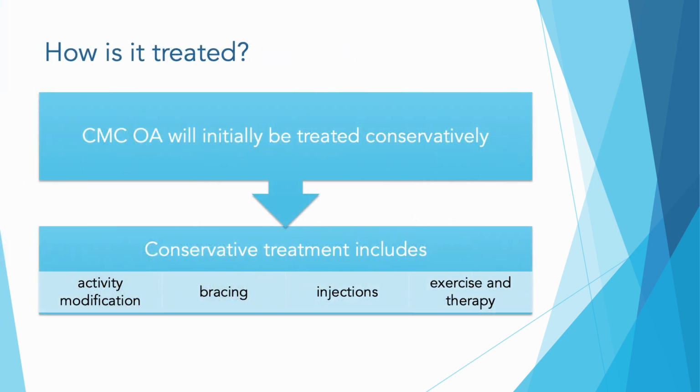You will initially be recommended different forms of conservative treatment. Common conservative treatment options include activity modification and bracing to decrease the stress on the joint, injections to alleviate pain and inflammation, and physical or occupational therapy to improve the strength of the surrounding muscles to increase the overall stability of the joint. It is worth noting that conservative treatment will not be able to undo any damage that has already occurred to the joint. It is only meant to manage your symptoms and improve your overall quality of life.